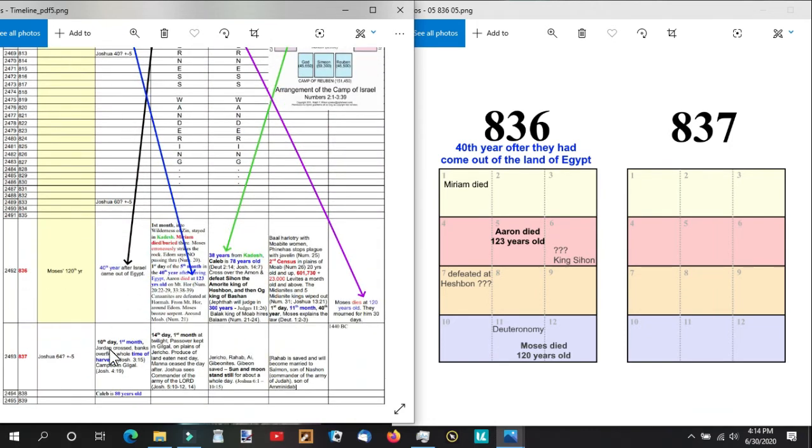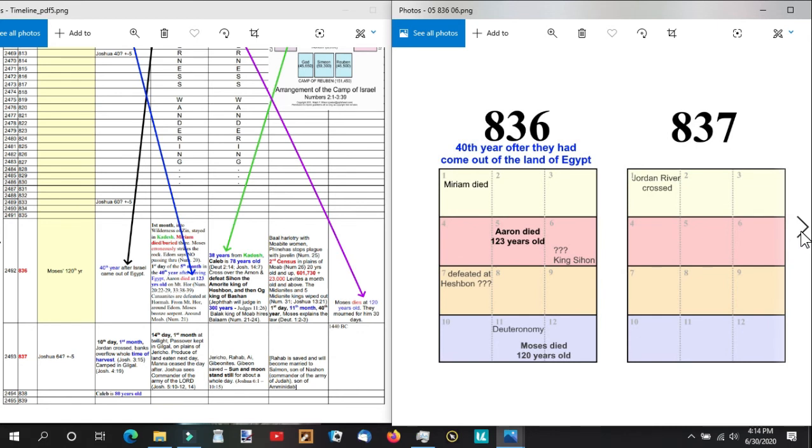Next year, on the 10th day of the first month, Joshua will lead the Israelites across the Jordan River, and they will observe the Passover a few days later in Gilgal on the plains of Jericho. This is the year that they will begin to take possession of the Promised Land west of the Jordan River.